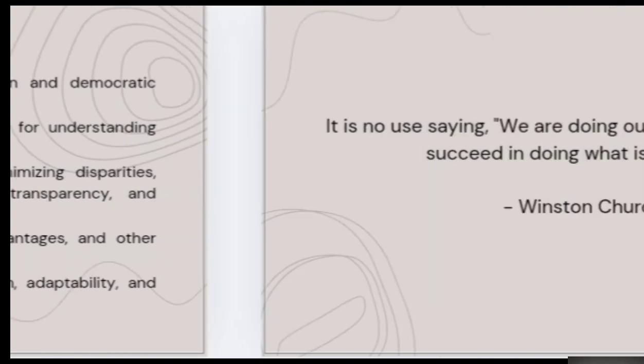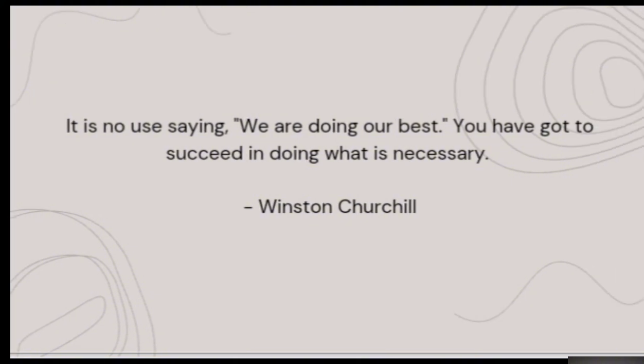Okay, next slide. So we have here a quote by Winston Churchill. "It is no use saying we are doing our best. You have got to succeed in doing what is necessary." This quote highlights the importance of going beyond mere effort. It reminds us that simply doing our best or saying we're trying isn't always enough. Success often requires us to focus on what is necessary, those actions that will truly achieve results.